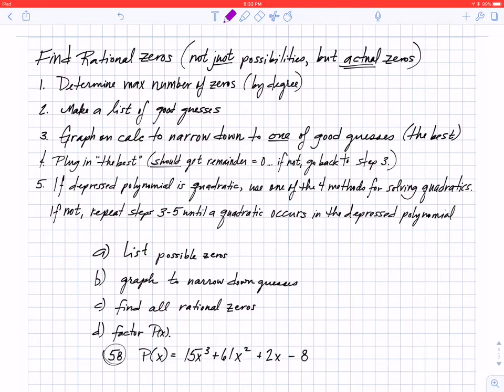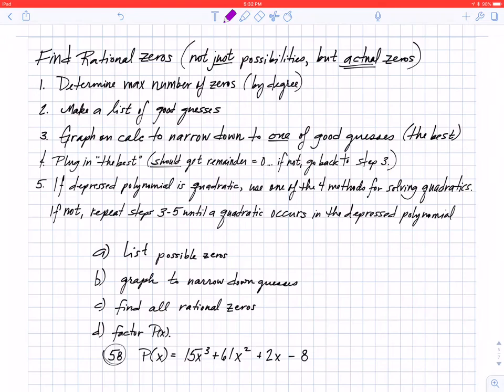I have a how-to list here. You probably want to learn this how-to list, know it so that you can do what it takes to find your zeros. Number one on the list, determine the max number of zeros by degree. You've done this before. This is old, so you remember you look at your degree, that'll tell you how many zeros you have.